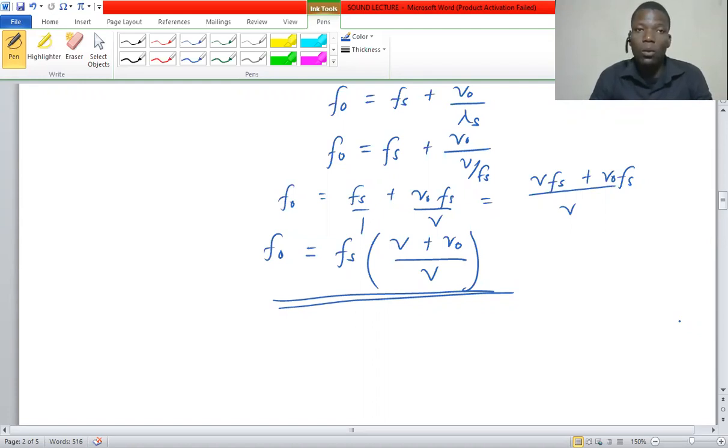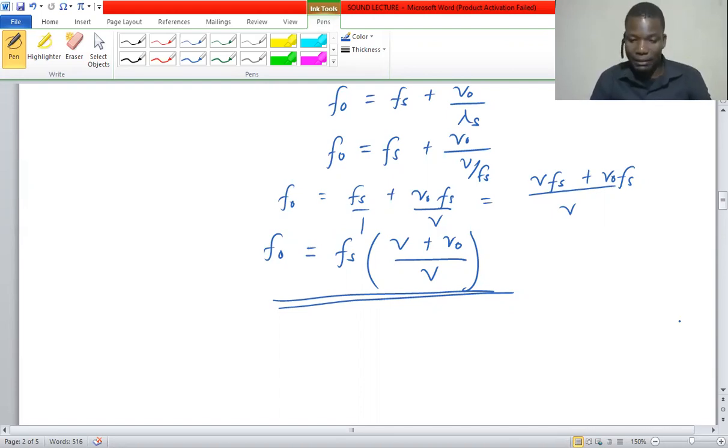Now, when the observer is moving away from a stationary source, you will see that, even logically, the frequency is going to reduce. It's going to decrease until you stop hearing the sound.